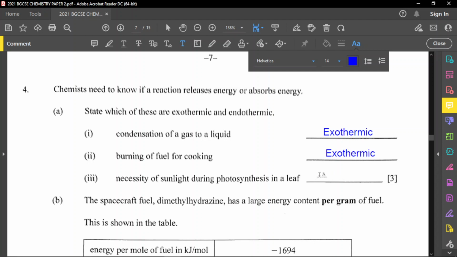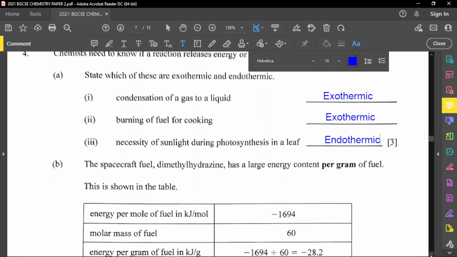All right, this is the necessity of sunlight during photosynthesis in a leaf. The leaf will absorb energy from the sun, all right? Because remember, the chlorophyll will absorb energy. So this one is going to be endothermic. It's the absorption of heat by the leaves, particularly chlorophyll.